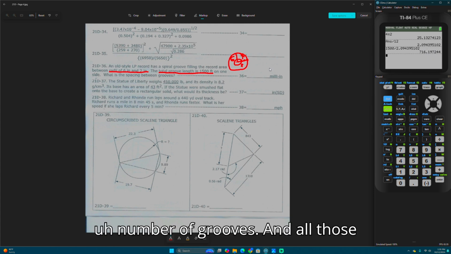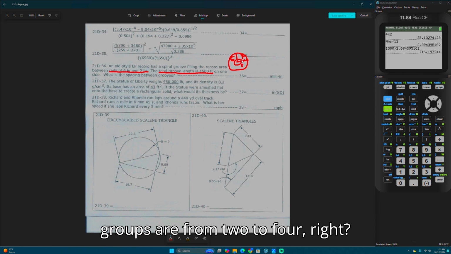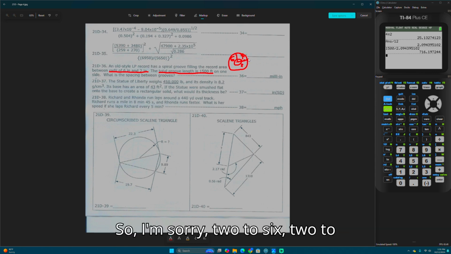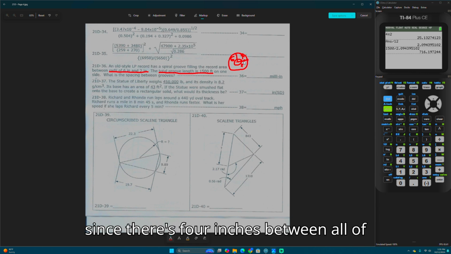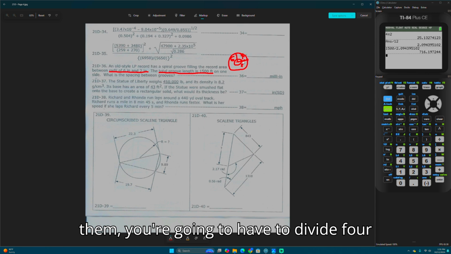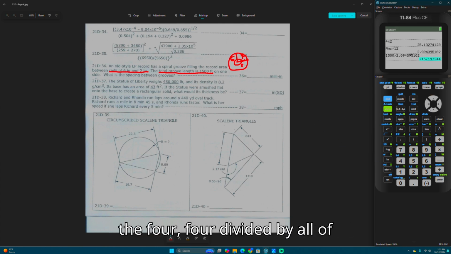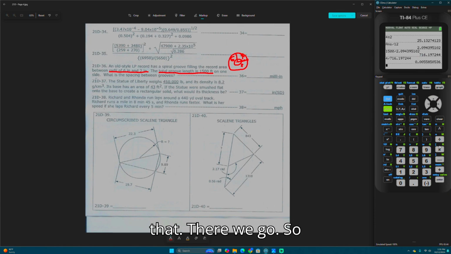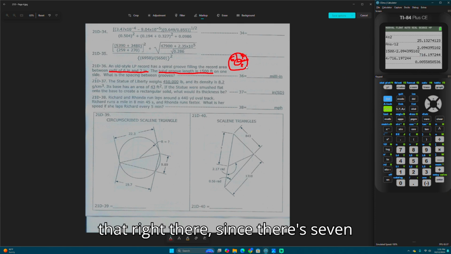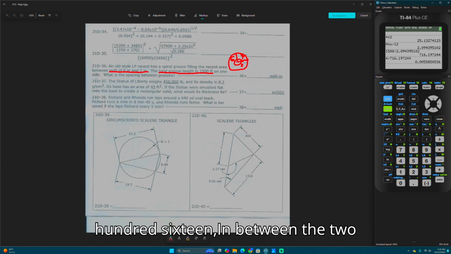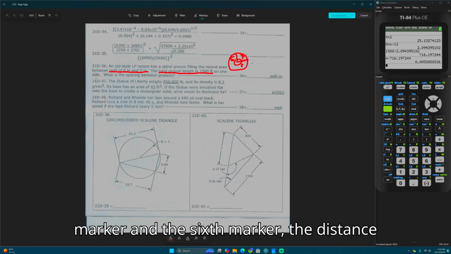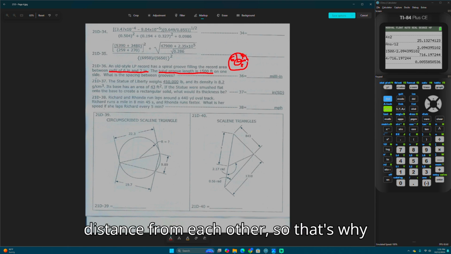And all those grooves are from 2 to 4, oh sorry, 2 to 6. So it's a distance of 4. Since there's 4 inches between all of them, you're going to have to divide 4 inches by that many. Oh, sorry, I thought I did the 4. 4 divided by all of that. There we go. So since there's 716 between the 2 marker and the 6 marker, the distance is 4, so they all have to be equal distance from each other.